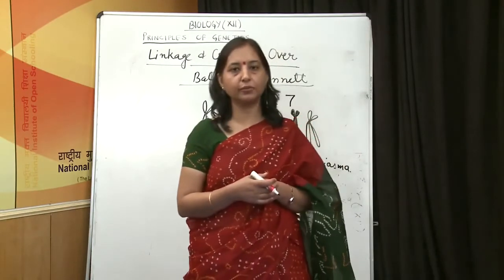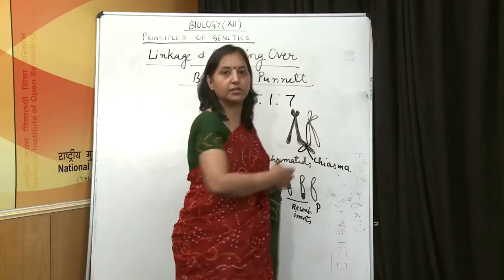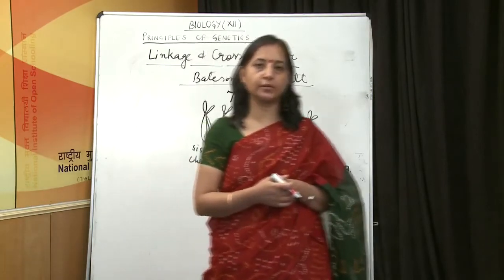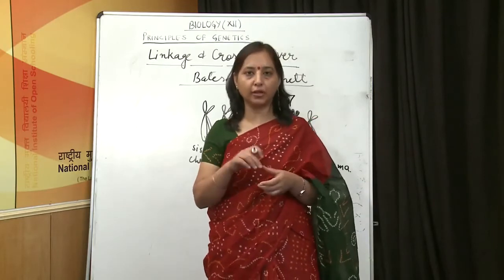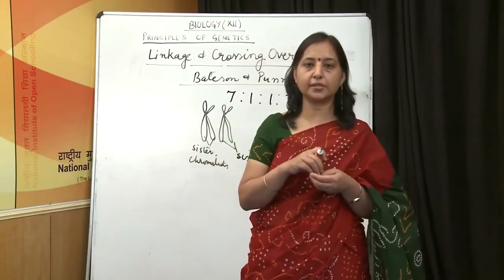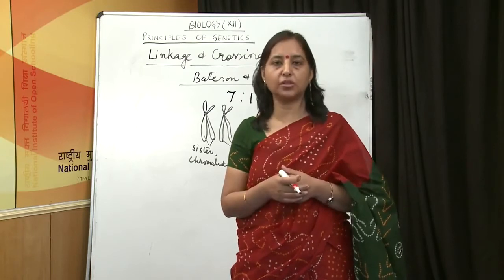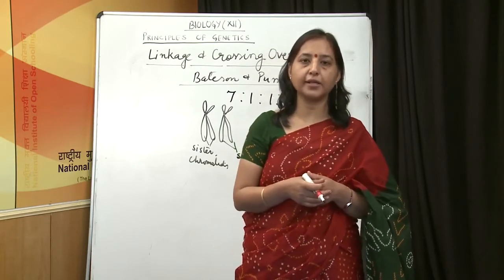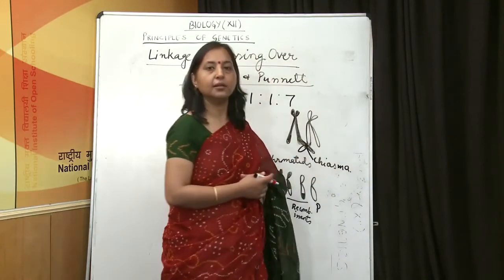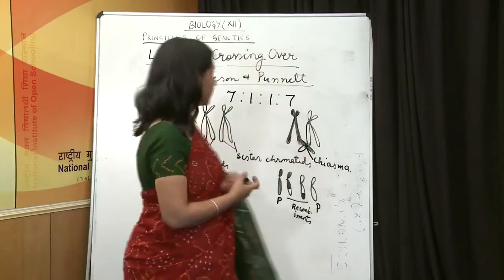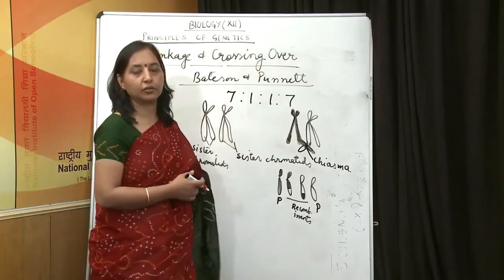Crossing over is the phenomenon of exchange of genetic material between non-sister chromatids of homologous pair of chromosomes. The actual point of contact where the physical contact takes place and the actual exchange of genes takes place is called chiasma, which can be seen here, and chiasmata is the plural form. This is about linkage and crossing over.